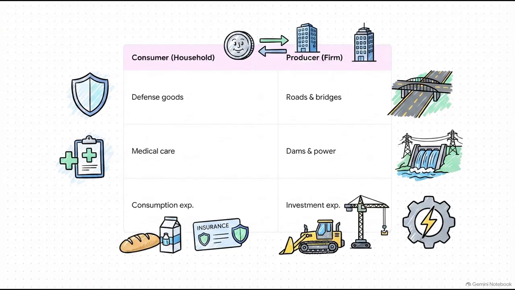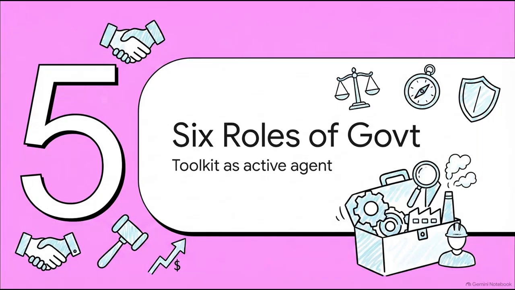We are ultimately looking at a single entity that functions simultaneously as the market's largest household and its largest firm. It pays for consumer goods and services, like defense supplies and public health initiatives, out of its operating budget, just like you would buy groceries or pay for insurance. But at the exact same time, it's pouring massive amounts of capital into long-term infrastructure assets, behaving exactly like a multinational corporation expanding its manufacturing base. This dual engine, driving both immediate consumption and long-term capital formation, is what makes the government an unmatched force in shaping our economic outcomes. Let's look at Section 5, the 6 roles of the government.